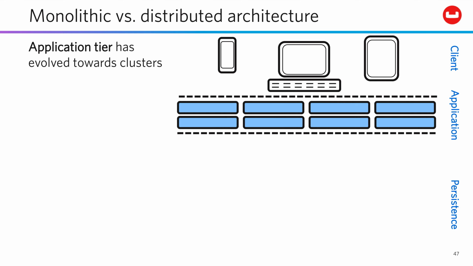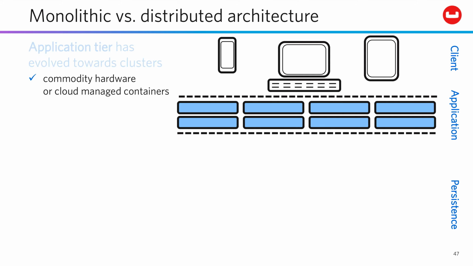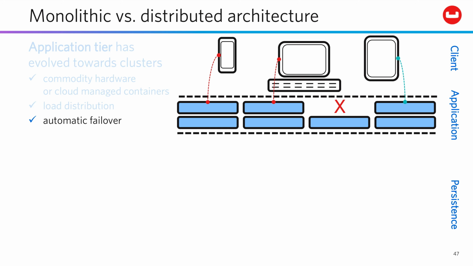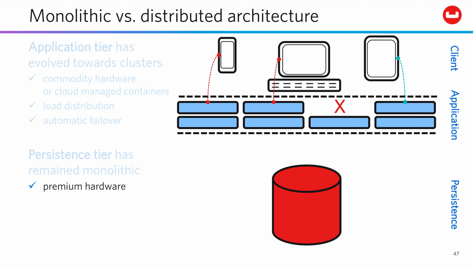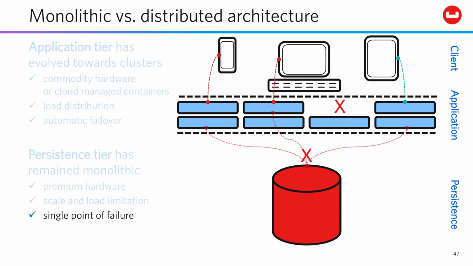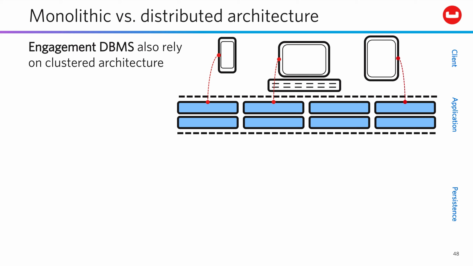Application tier software has pretty much uniformly evolved towards clustered architecture based on commodity hardware or managed containers, with load distribution and automatic failover. Now, by contrast, the persistence tier has remained largely monolithic for many systems, demanding premium hardware while delivering scale and load limitations, along with single points of failure. There is a better way.